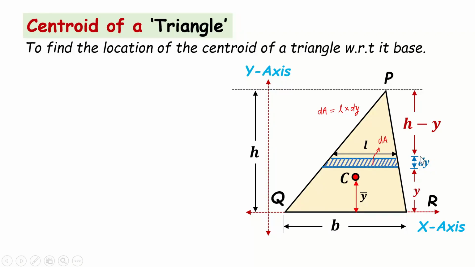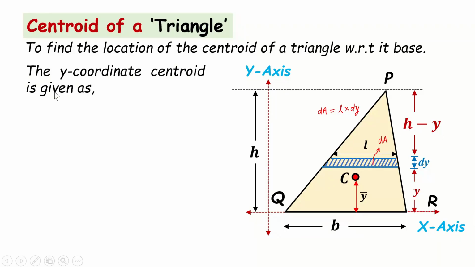This dy is very small, so I have neglected it. So I have directly calculated the value of this distance as h minus y. So friends, we know that the y coordinate of centroid, that is y bar, is given as, already we have discussed, y bar as what? Integration of y times dA divided by integration of dA. So from here you can find out the y bar.